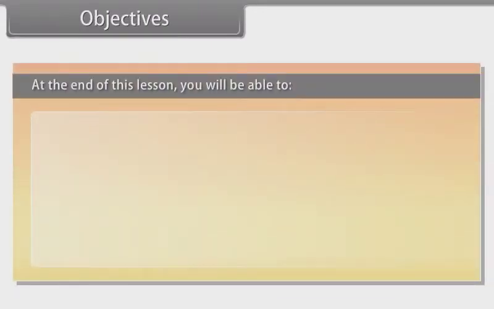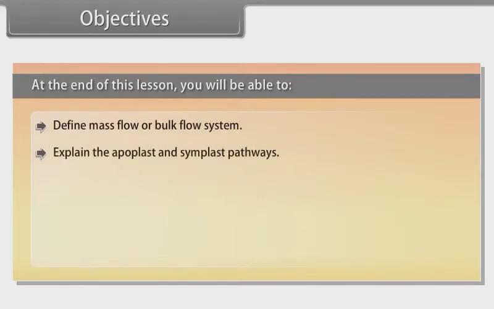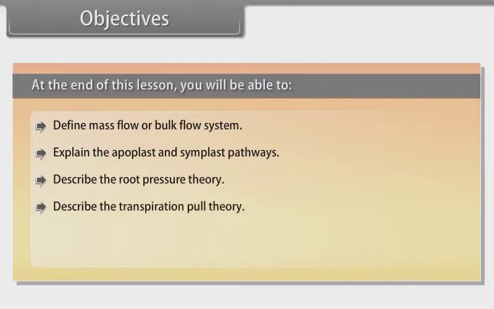Objectives. At the end of this lesson, you will be able to define mass flow or bulk flow system, explain the apoplast and cytoplasmic pathways, describe the root pressure theory, describe the transpiration pull theory, explain the transpiration process.